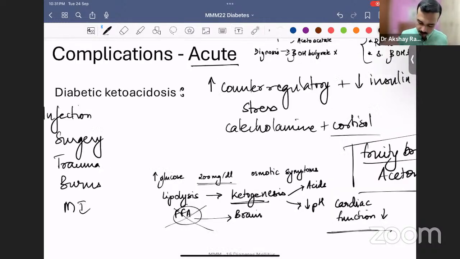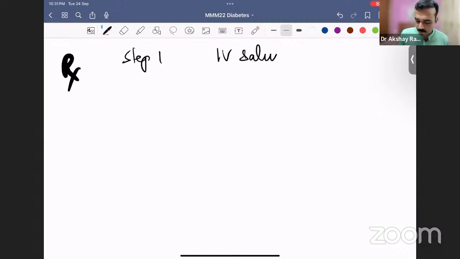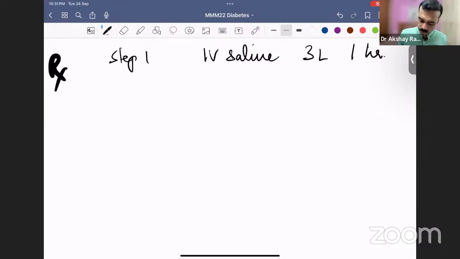So in treatment of DKA, remember step 1 is IV saline. At least 3 liters in the first 1 hour. Because they would have lost a lot of fluid, intravascular volume collapse. If you don't do this, they may not live long enough for any other step. So step 1 is a priority, IV fluid.